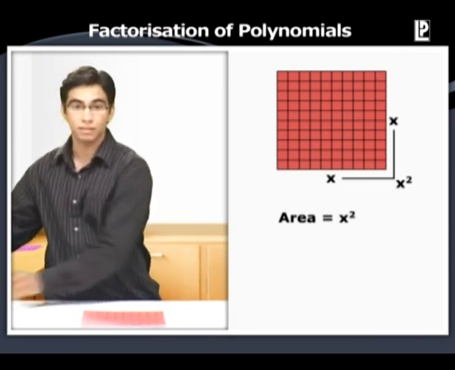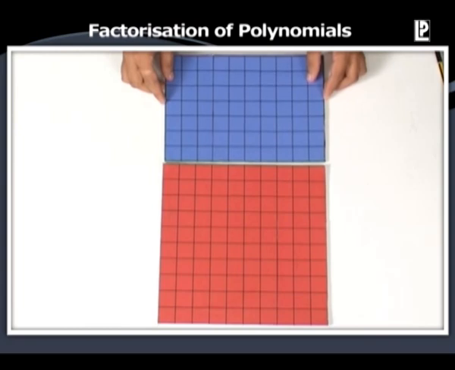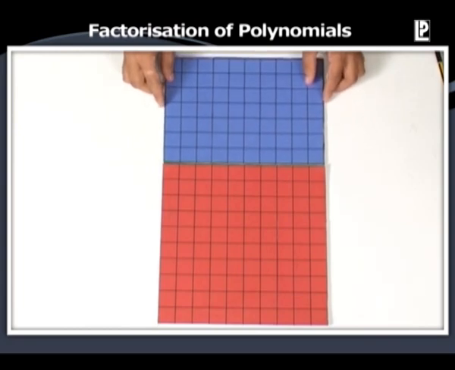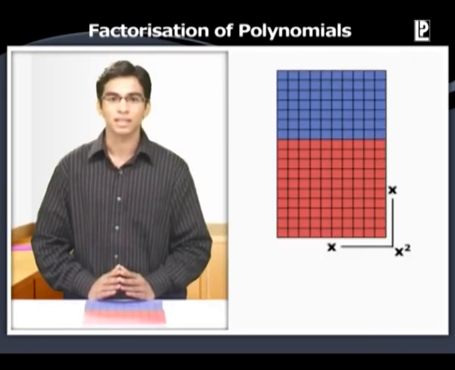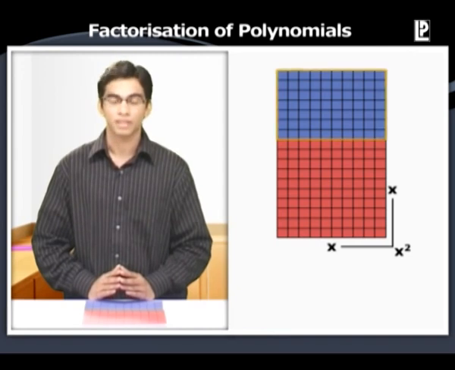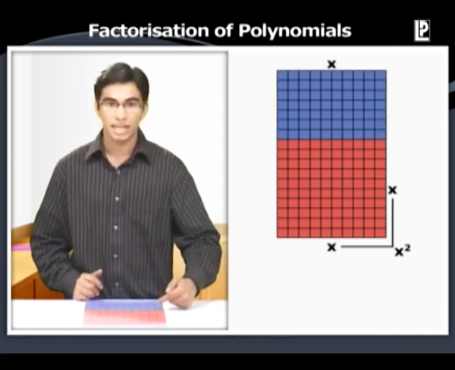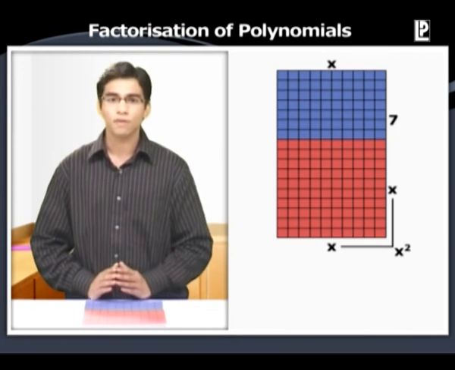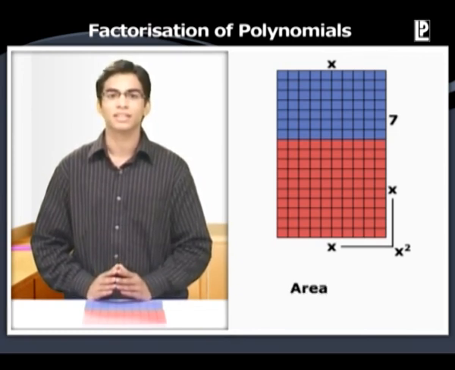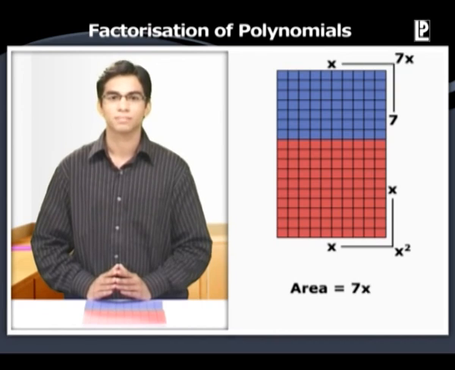Here is another grid. We place this blue grid right at the base of the red grid. As we can see, this is a rectangle. It is length x with 10 squares and breadth of 7 squares. Hence, the area of this rectangular grid is equal to 7x.